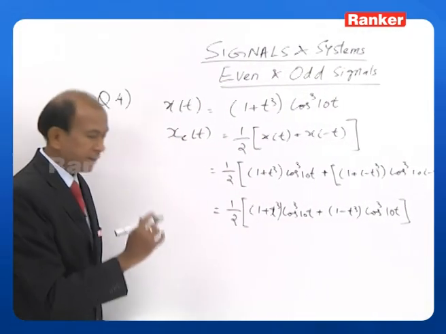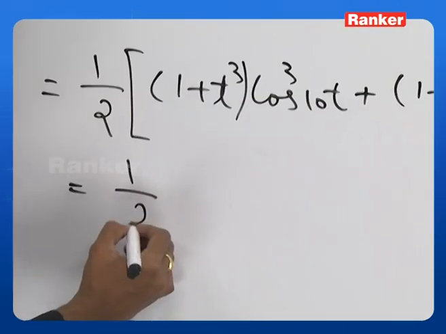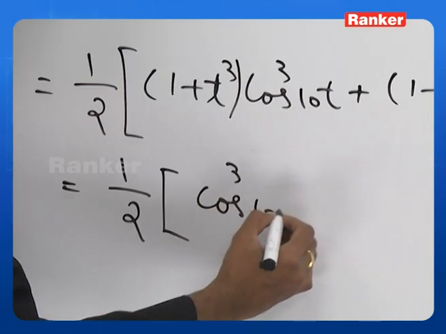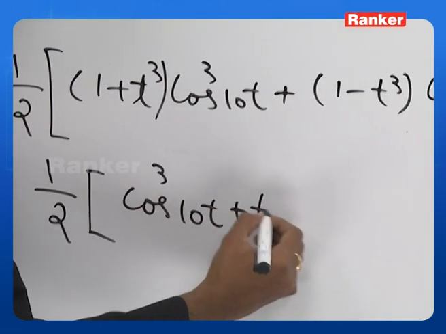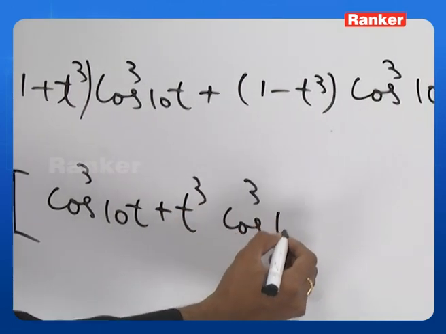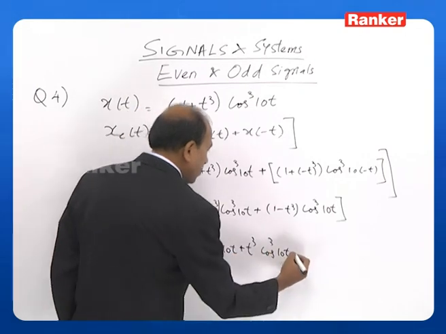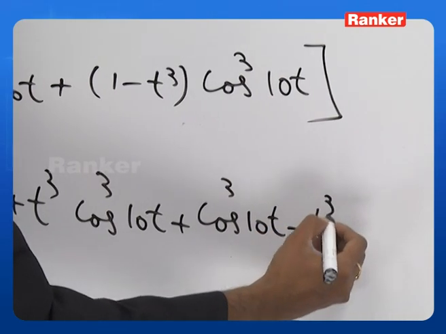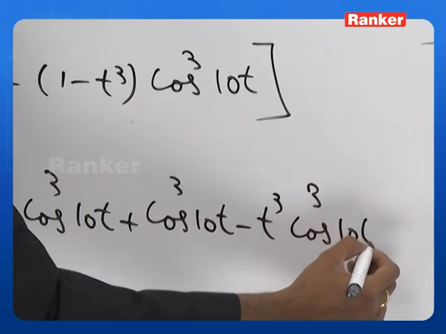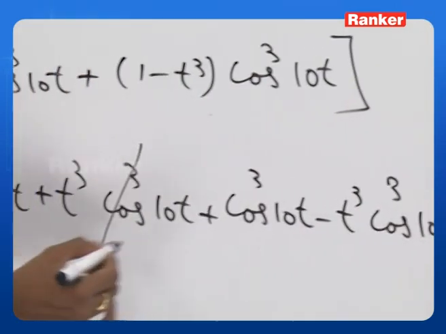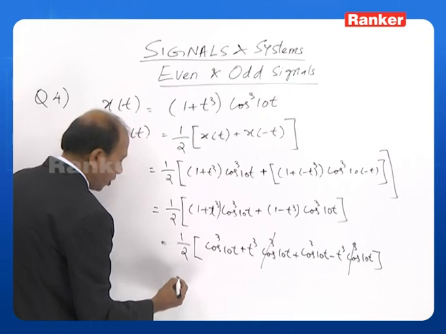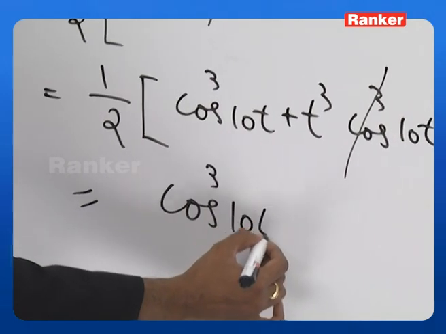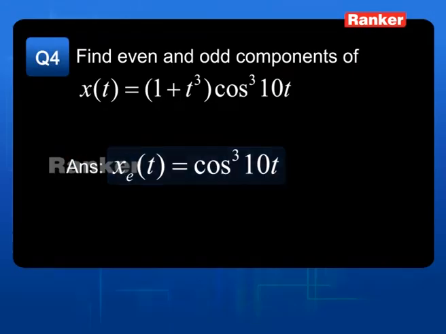Now, we will expand the brackets. So, this will become half of cos cube 10t plus t cube cos cube 10t plus cos cube 10t minus t cube cos cube 10t. So, if you see, this and this get cancelled and this is 2. So, the even component is equal to cos cube of 10t. This is the even component of the given signal.